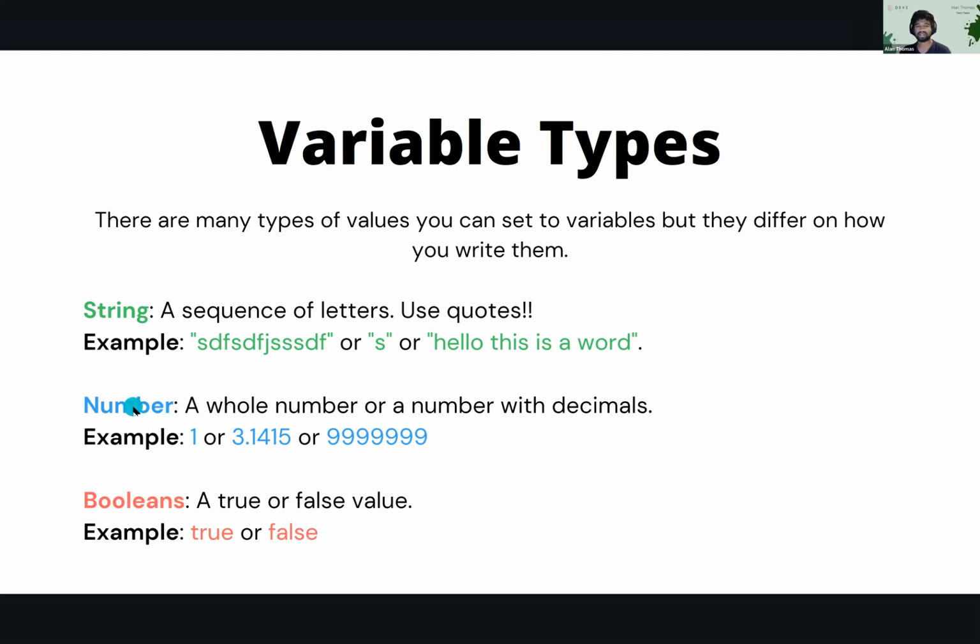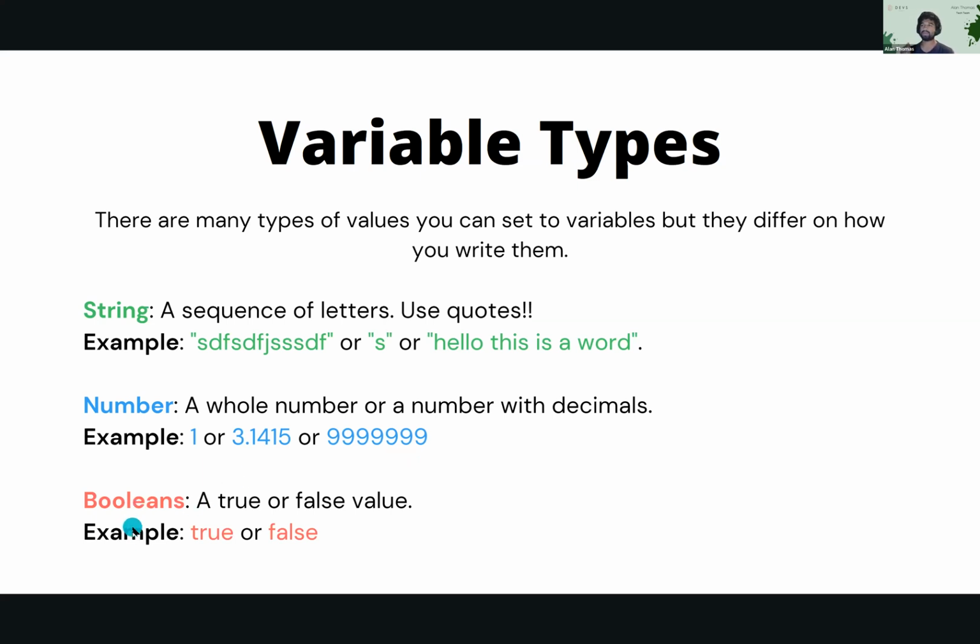The second data type we've already seen is a number. A number is simply what you're familiar with. It's a whole number or a number with decimals. As an example, the number 1, or the number 3.1415, or this really big number. In other programming languages, they may distinguish between different types of numbers, for instance a whole number and a number with decimals. In JavaScript, it doesn't matter. JavaScript just sees it as a number, which is great for our user experience.